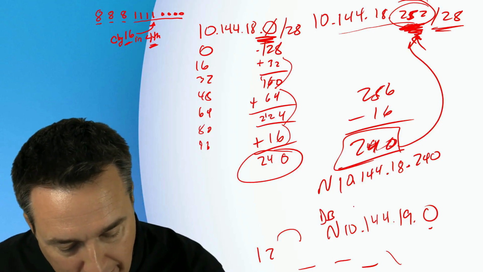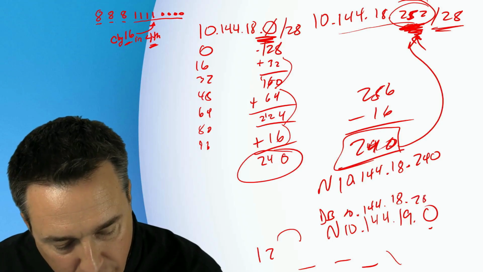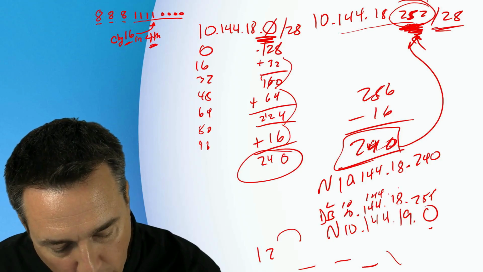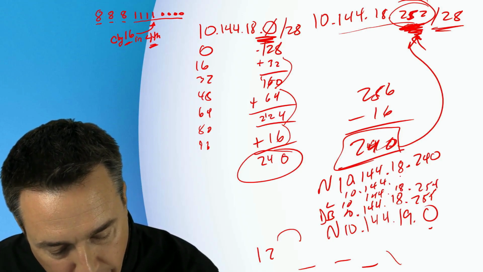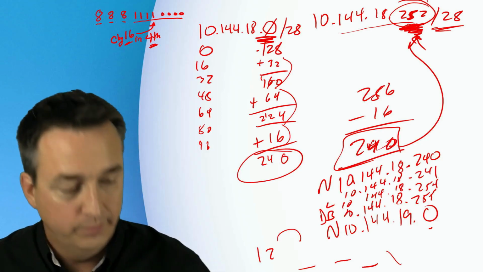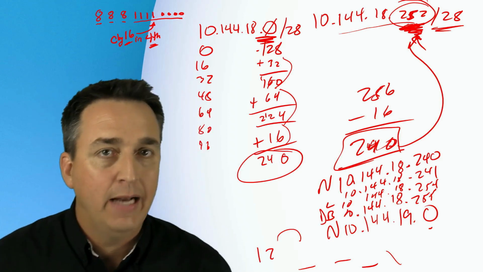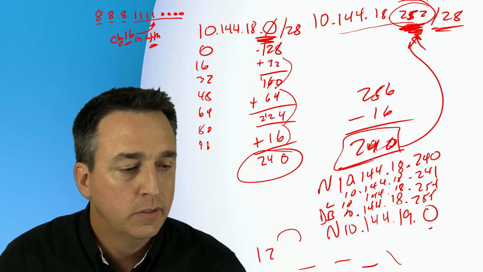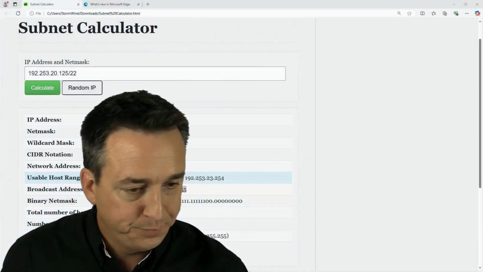Okay, so we got 240. So what is our directed broadcast address? 10.144.18.255. Our last usable address is 10.144.18.254, and then 10.144.18.241. So the network ID here is 240. Directed broadcast address is 255. 241 to 254 are the valid addresses. Let's confirm that.